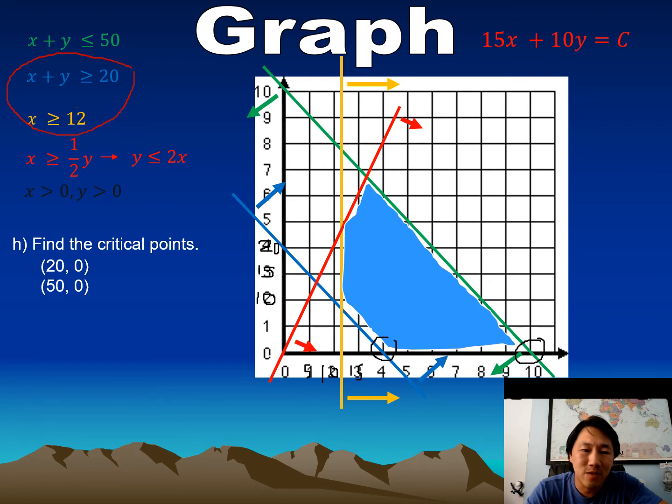If you use substitution and plug 12 into this x right here, you do get 12 plus y is equal to 20. Subtract the 20 to the other side, and you should get 8. And that gives us our point right here at 12, 8.